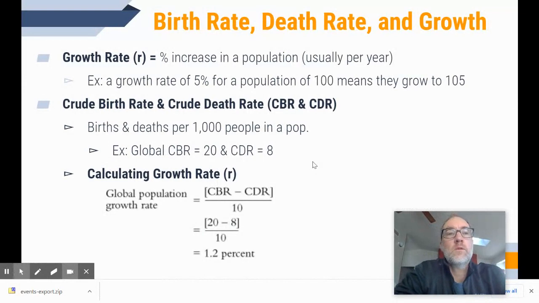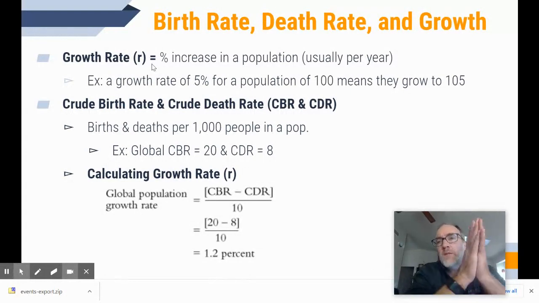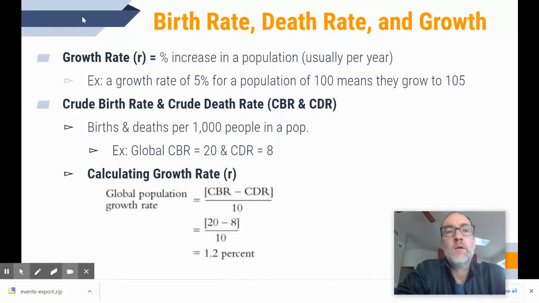All right. So how do you calculate growth rate? How do you figure out how fast a country is growing? How do you figure out how fast your investment's growing? Some of the math is kind of similar. So growth rate, R, is the percent increase in population, usually per year. Here's an example: a growth rate of 5% for a population of 100 means they grow to 105. So that would also be the monetary example. If you had $100 and it was earning 5% interest, again, it would accumulate to 105.